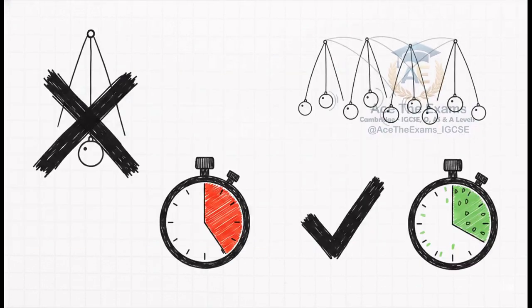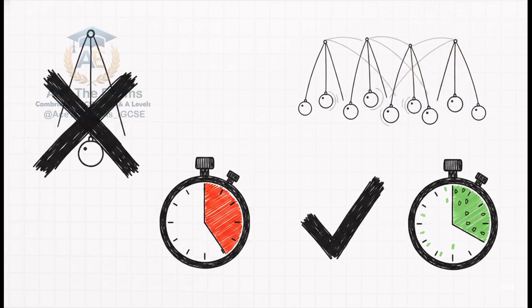Boom, here's your first quick win. We call it the multiple strategy. Instead of timing one swing, time 10 full oscillations, and then divide your total time by 10. By measuring a much larger chunk of time, that pesky half-second reaction error gets spread out across all 10 swings, which massively shrinks its impact on your final calculated mean value.